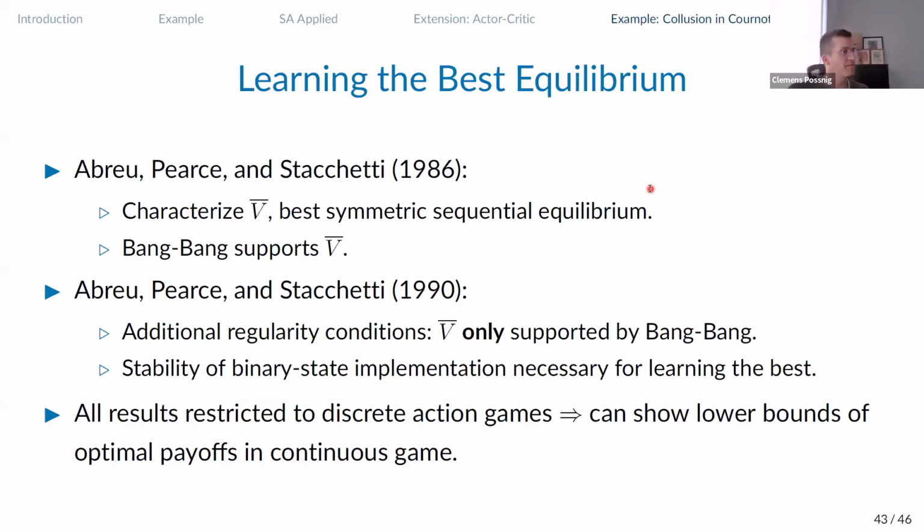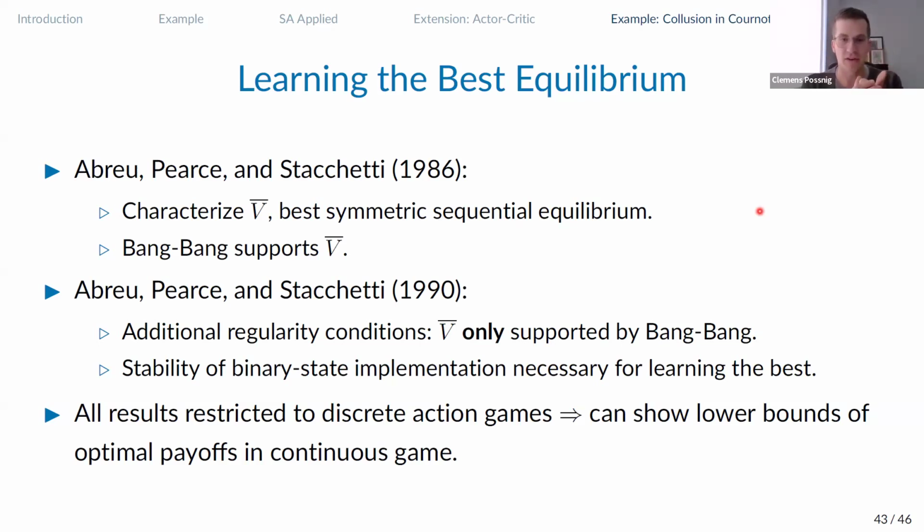Since I don't really have that much time, basically what I'm saying here is that there is a characterization of the most collusive equilibrium, at least if it is a symmetric equilibrium. And this characterization says that it's enough to look at binary state equilibria. So there is a binary state variable that will support the best equilibrium. And all I want to show you then is some quick pictures, which are the following. So I take basically numerical simulations of a nice regular payoff function game.